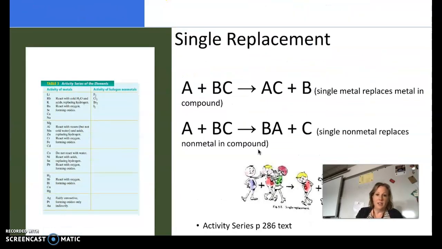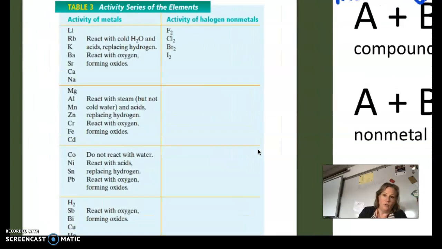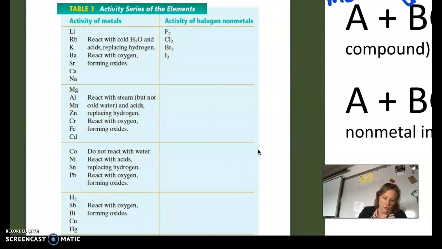Next type of reaction is single replacement. This is when a metal alone can go in and kick out the other metal in a compound, so that you end up with a new metal by itself and a new compound. When you do single replacement, you're going to use the activity series to figure out which metals can replace which. So for example, lithium is the most reactive, so it'll be able to replace any other metal that's underneath it. Sodium is very reactive, but not reactive enough to replace lithium.